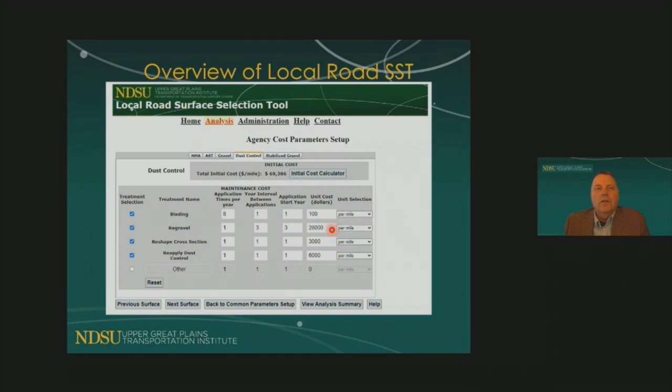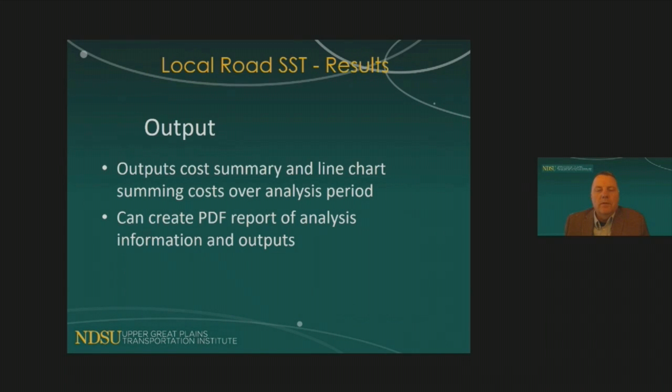But if you're in your county, you know that blading is costing you $200 per mile, you can go in and update it here, and then that'll be figured in your cost. So you can take it to whatever level you want. The results then, the output that we're getting is really the most important part here. We have outputs for the cost summary and a line chart, and I'll look at that here in a second. And then it also creates a PDF report of the analysis for outputs.